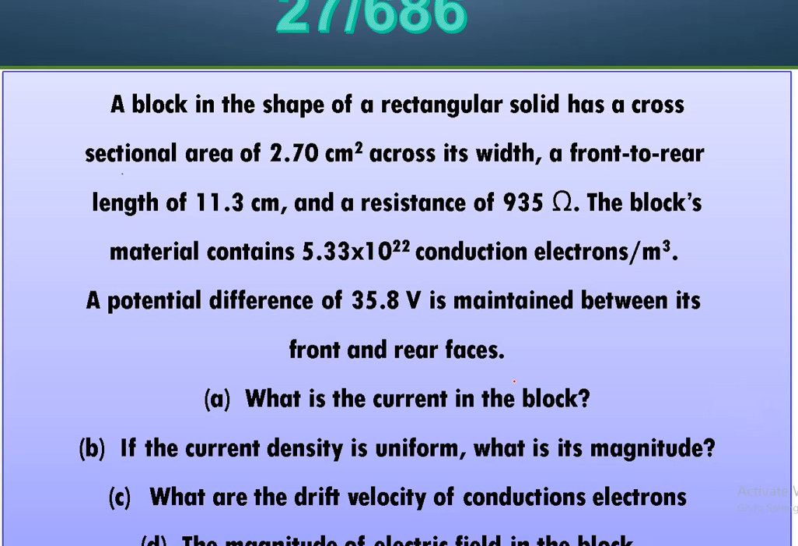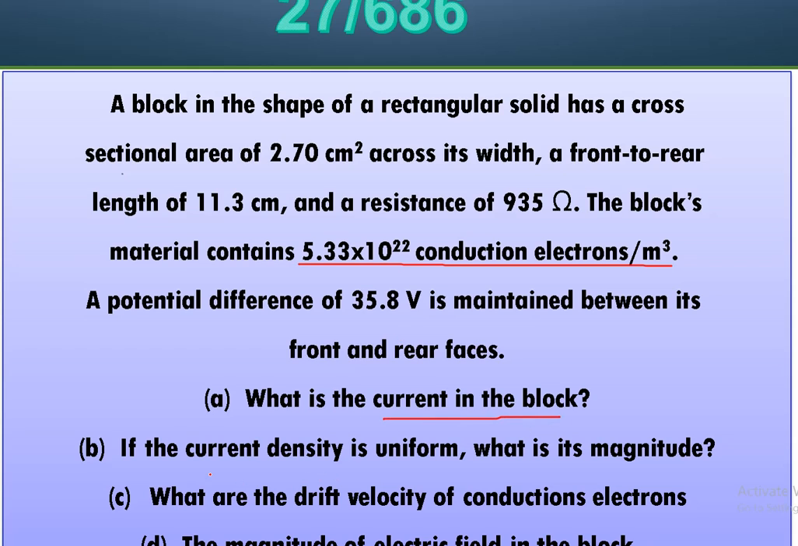When you go to the third one, the last question, it's a very straightforward question. They ask us some values, all the formulas are known formulas, and we could easily calculate the answer. A block in the shape of a rectangular solid has a cross-sectional area given, a width, and a front to rear length given, and the resistance of the block is given. The block's material contains a given number of electrons n, and the potential difference is given. All values are given. The question is, what is the current in the block?